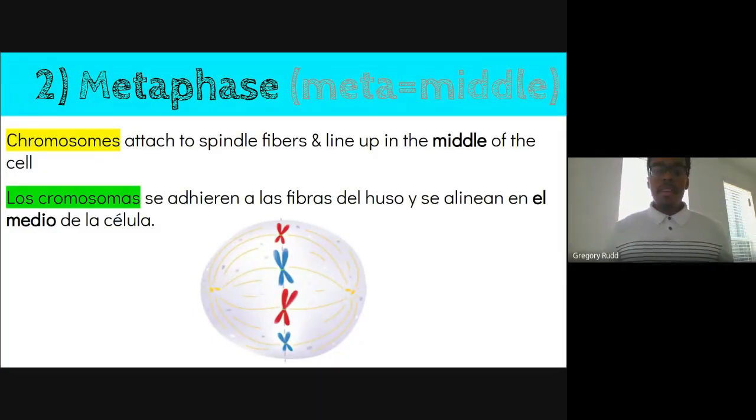So during metaphase, meta means middle, the chromosomes literally line up in the middle of the cell. And the spindle fibers will attach to their centromeres. They'll attach to the very center of the chromosomes.